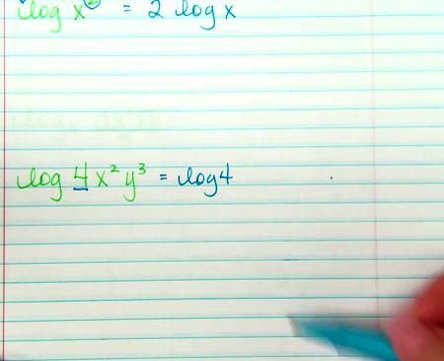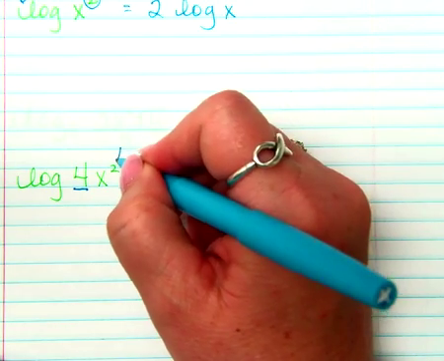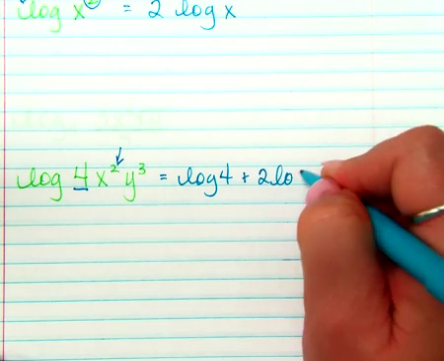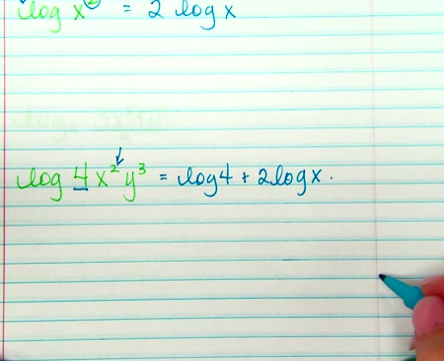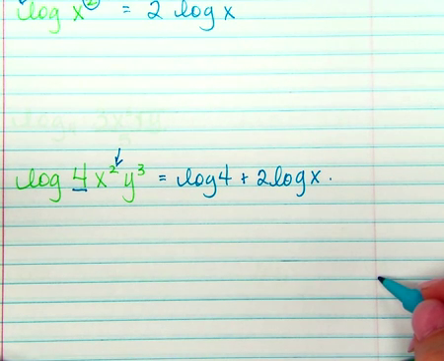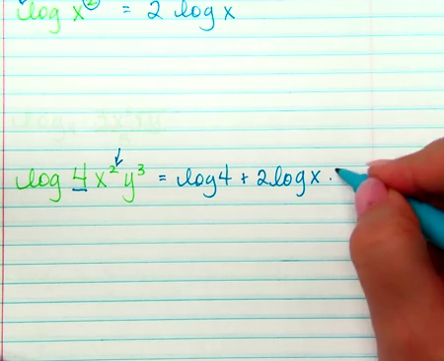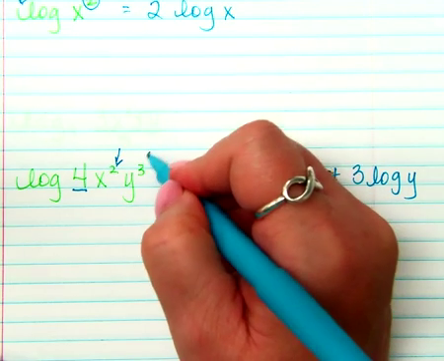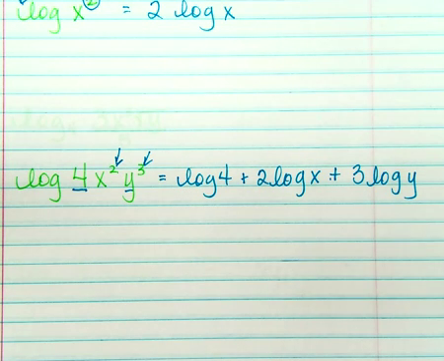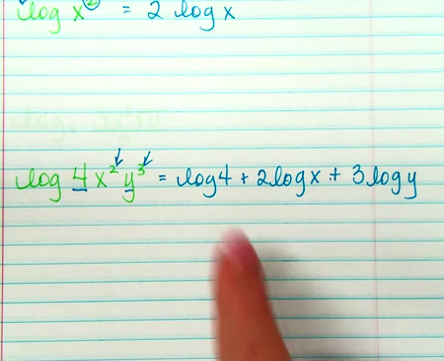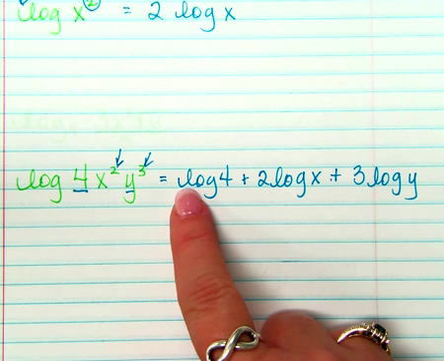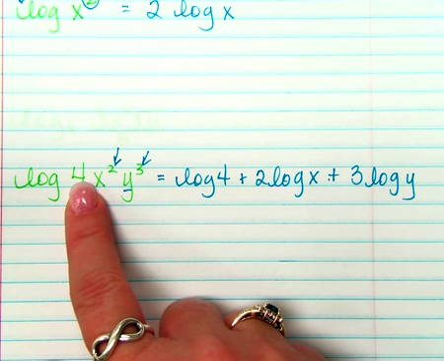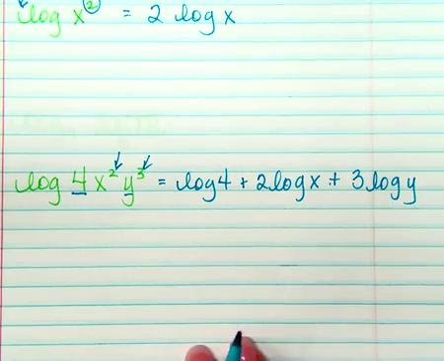What's happening with the second term? It has a multiplier, doesn't it? So plus 2 log of x. And then? Perfect. Plus 3 log of y, because that is the exponent on the y. So is everybody clear why I don't have a multiplier in front of log 4? Because it doesn't have an exponent. Very good. Okay? Any questions on that?